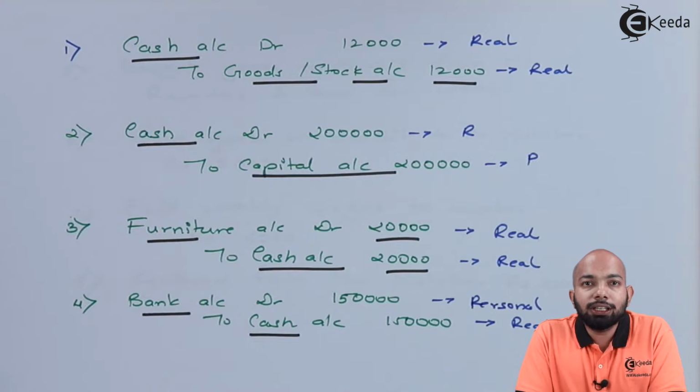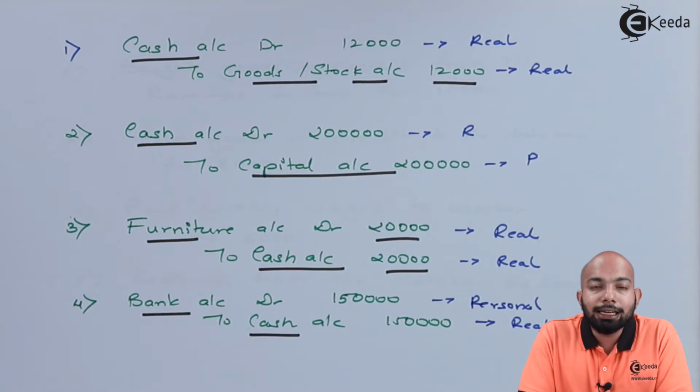So I hope these four entries were pretty clear for you, and you must have got a certain idea about how real accounts and personal accounts are a part of these golden rules, and how to classify transactions or journal entries into accounts. Now let's go on to the next four journal entries that we have for your reference.